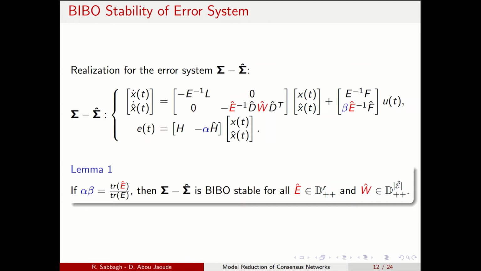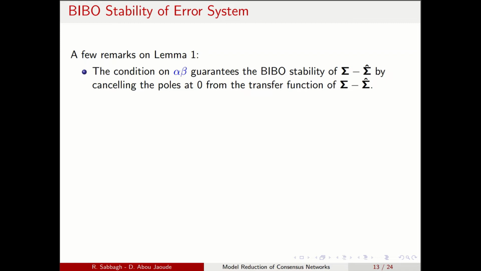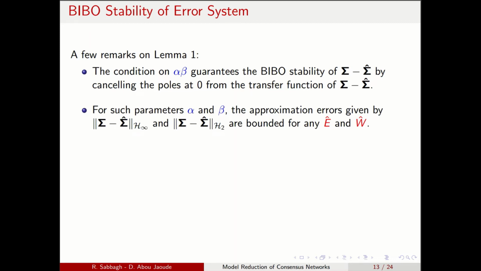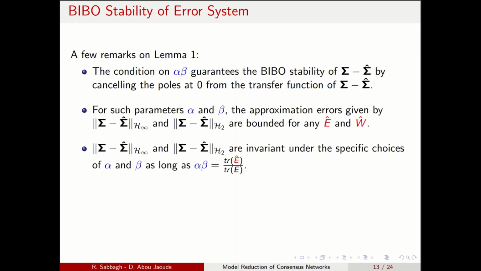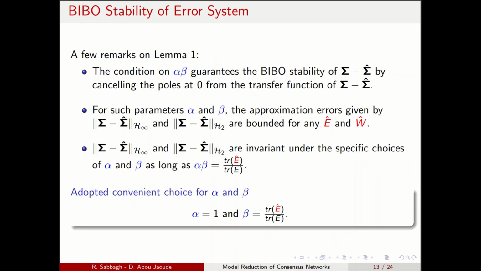Specifically, it turns out that if alpha times beta is equal to the trace of E hat over the trace of E, then the error system is BIBO stable for all possible choices of reduced nodal timescales and edge weights. And this condition on alpha and beta ensures BIBO stability by canceling the poles at the origin from the transfer function of the error system, which would guarantee bounded reduction errors. Furthermore, these reduction errors are invariant under specific choices of alpha and beta so long as their product satisfies the specified condition. And so in particular, we choose alpha equal to 1 and beta equal to the trace of E hat over the trace of E.